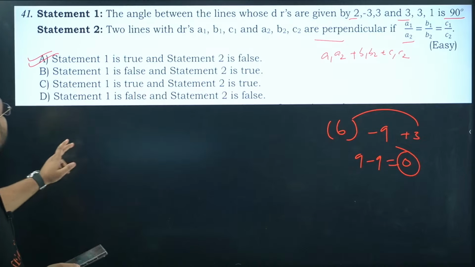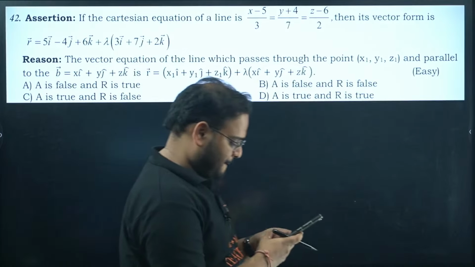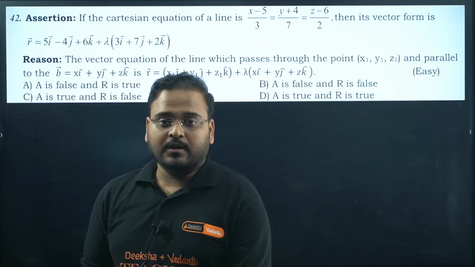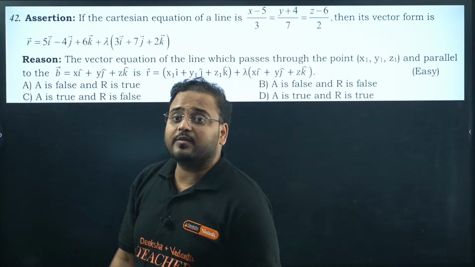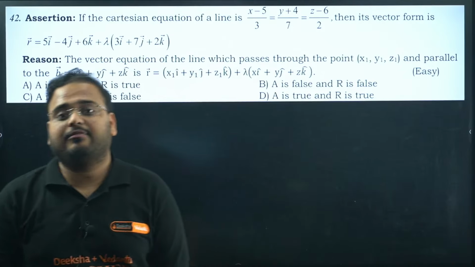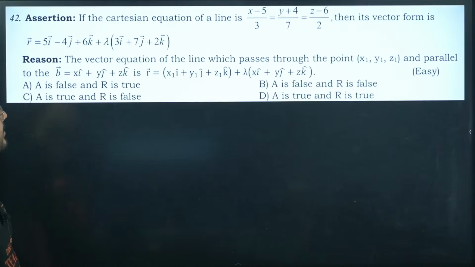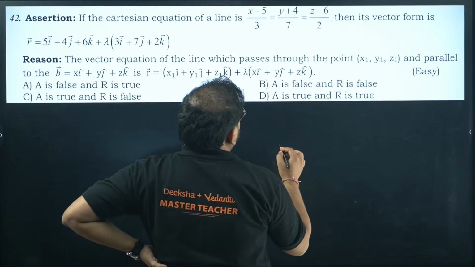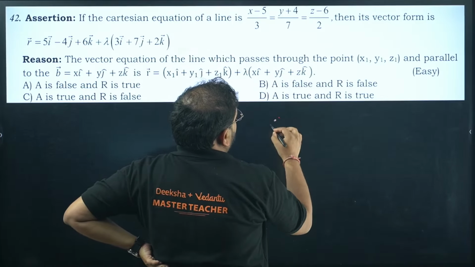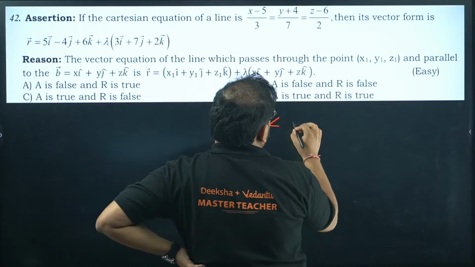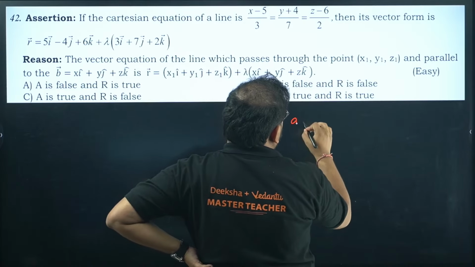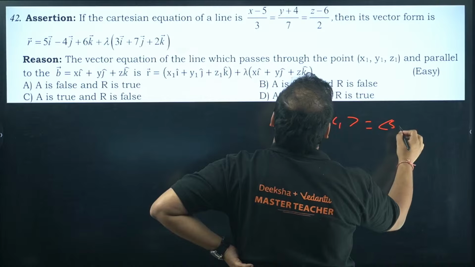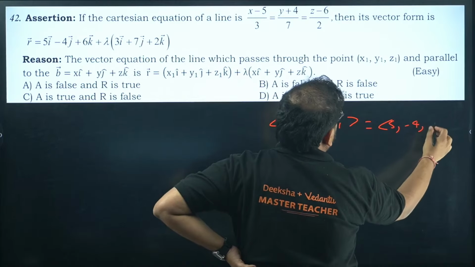Yes. Next, 42. If the Cartesian equation of a line is given like this, then its vector form is what? Is this correct? Let's check. We all have the standard form. So if I'm looking for A1, B1, C1, this will become 5, -4 and 6.